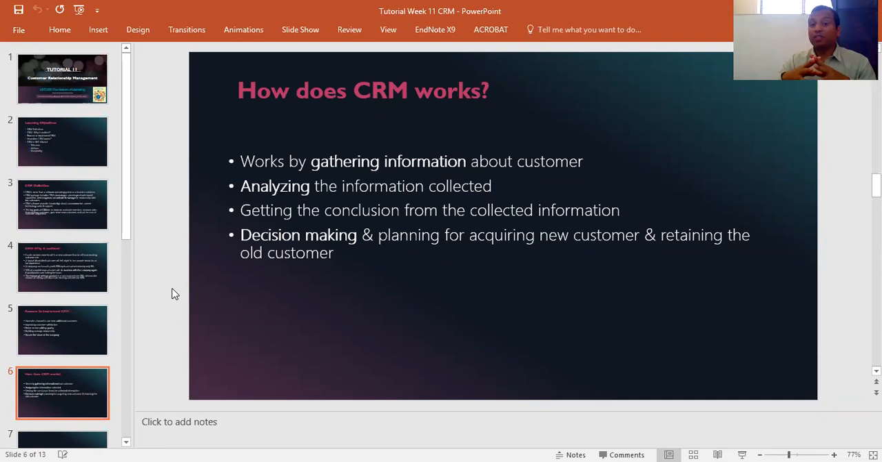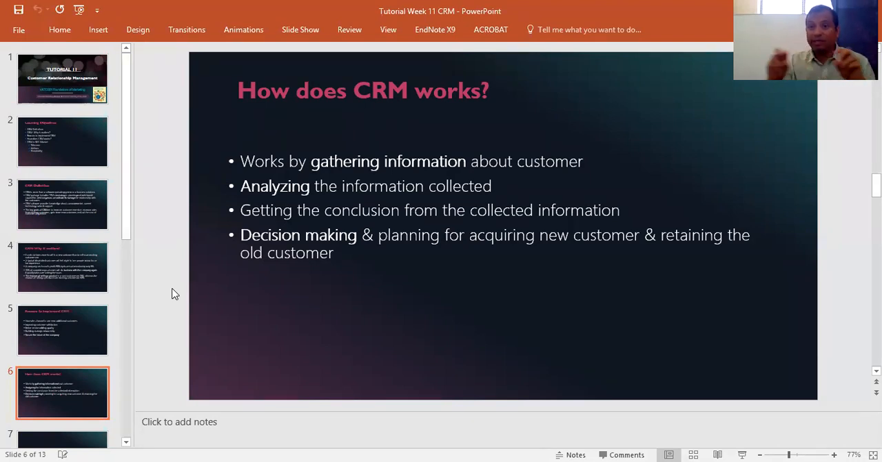So gathering all the information about the customer is the first step. Once you gather that information, the next step is analyzing the information collected. Step number 3 is getting the conclusion from the collected information. By conclusion I mean trying to see the consistent pattern of problems or issues, or the reasons for happiness, satisfaction or dissatisfaction, or irritation. You will try to see whether there is a problem in the product or services, or the delivery, or maybe something external because of the competitor's offering. So you try to see some sort of pattern.